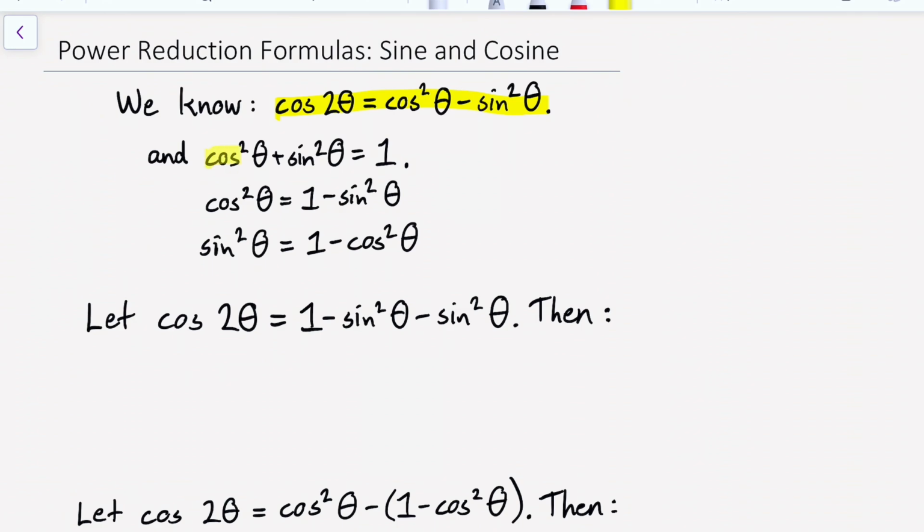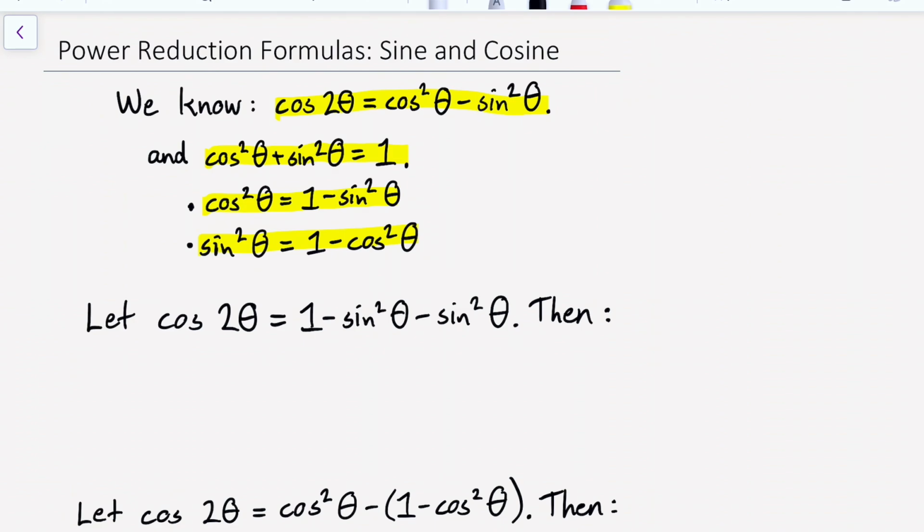Now there's some alternate way to write these because we also have the Pythagorean identity, cosine squared plus sine squared equals 1, which can be rearranged in a couple of ways as we've seen in an earlier video. These are alternate versions of the Pythagorean identity.